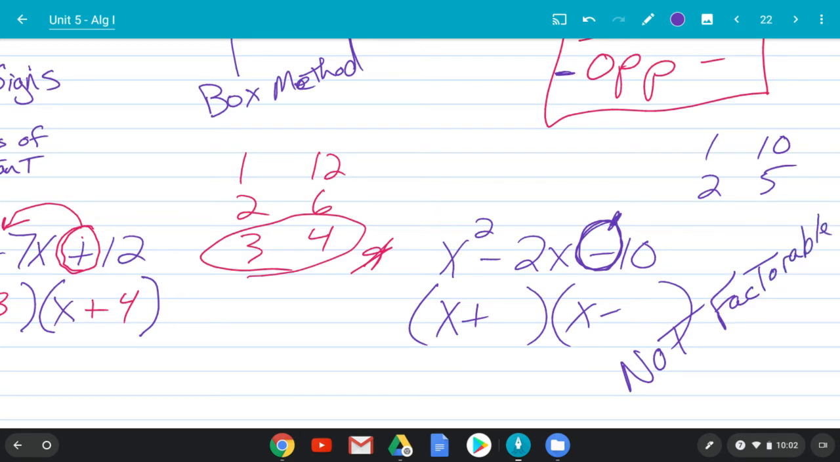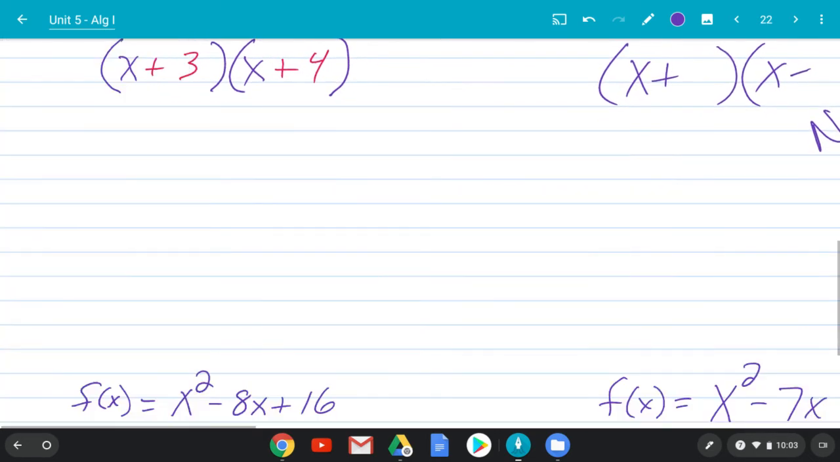And that does happen. Not very often, but it does happen. Now, doesn't mean there's not any solutions or anything like that. What it does mean is it doesn't cross at one of our lattice points that we like. There are other things that we'll be able to do with these later, but for right now, if those two numbers don't come together to get me the middle number, it's not factorable. And you can just go NF. Cool? Let's move on. Let's do another one.